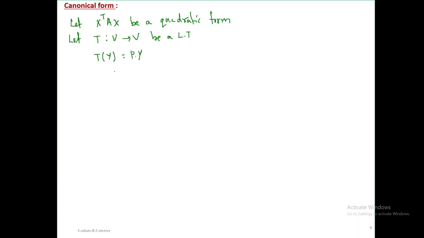Now I want to use a different one. Instead of P, I'm using N. Same only, but I want to use this transformation: T of y is equal to N into y. Again, N is an orthogonal matrix. Why I'm using N, I will tell you.